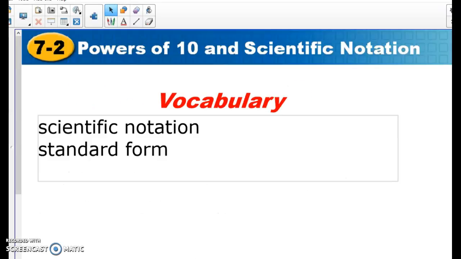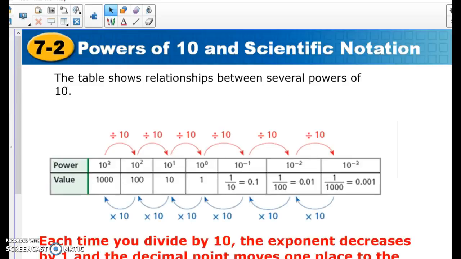So we have scientific notation and we have standard form. Scientific notation is writing out those numbers with the 10 to whatever power. Standard form is writing it out, so if I'm going to write 1,000, I would write 1, 0, 0, 0. So that's just the two kinds of numbers that we usually deal with in math.